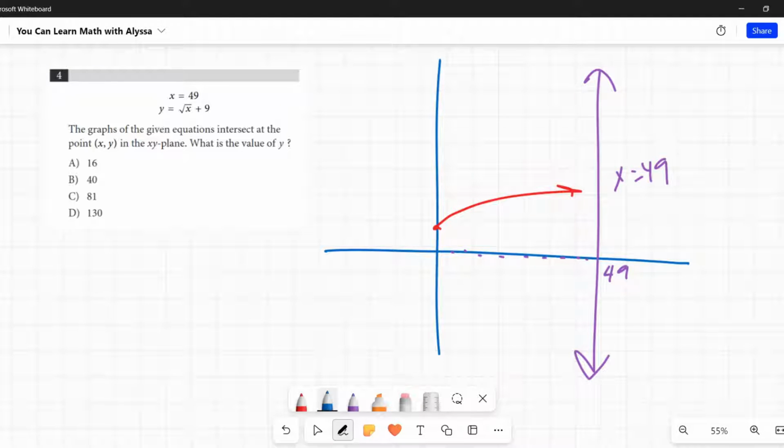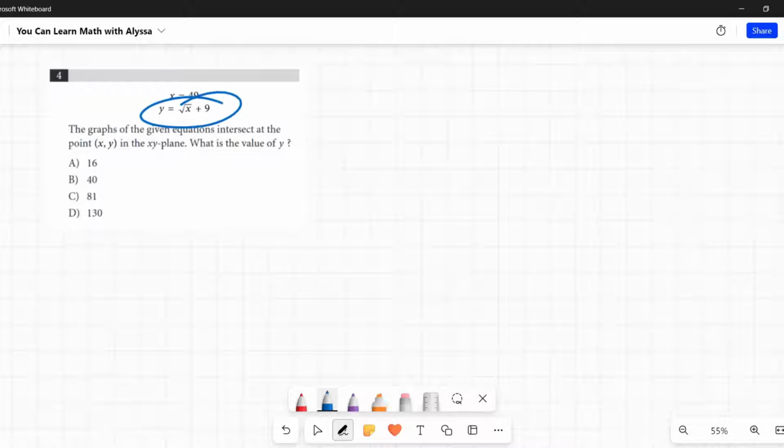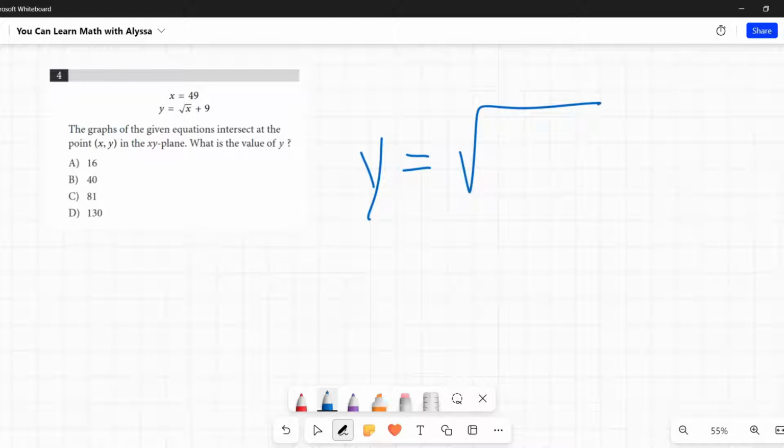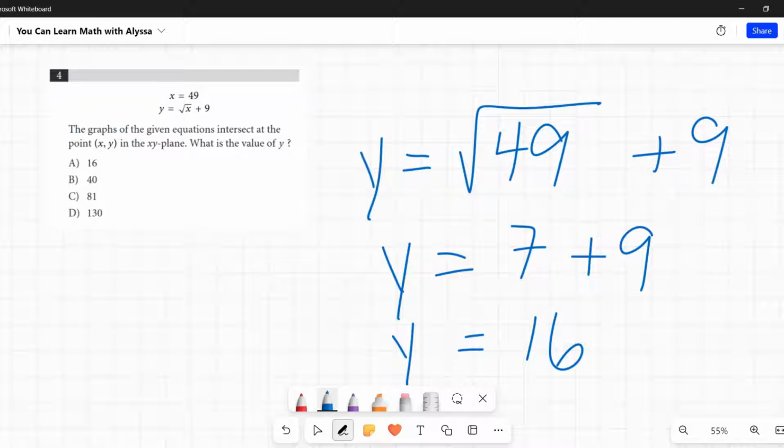Well, if x equals 49 at every single point on this line, all we need to do to find out where they intersect is to plug 49 into that equation. So y equals the square root of, and there's my x, I'm going to change that to 49, plus 9. The square root of 49 is 7, and 7 plus 9 is 16. So at the point of intersection, the x value is going to be 49 because every point there, x equals 49, just is. And my y is going to be 16.